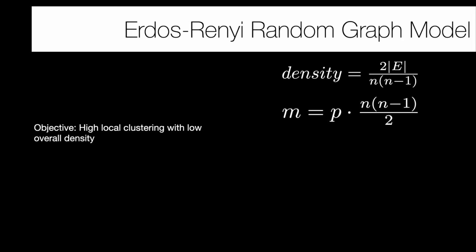How do we want the ER model to behave if the ER model produces a graph with high clustering? So we want high local clustering, or the mean local clustering coefficient to be high. We want the overall density to be low. This is what we said is a characteristic of small world graphs. They have low density. So we now know that the expected number of edges in an ER graph is p times the total number of edges you could have based on the number of nodes you have.